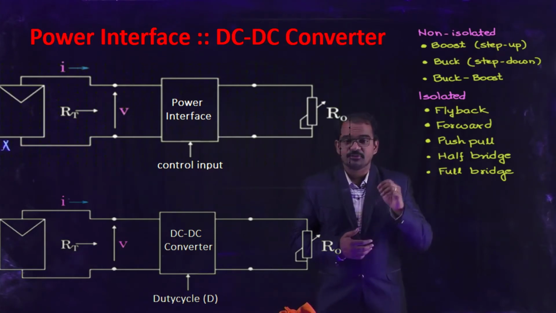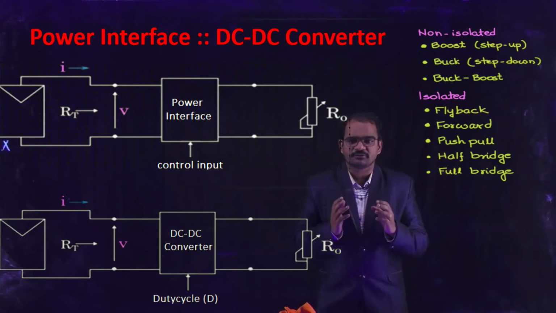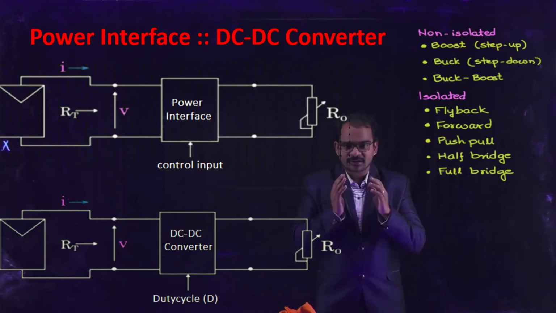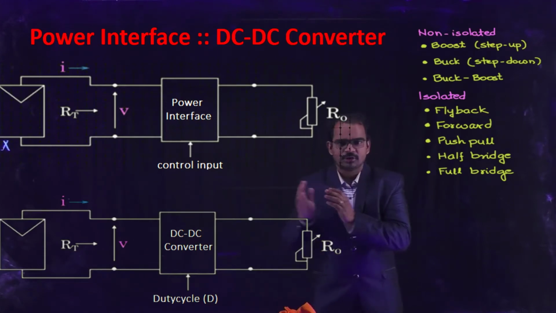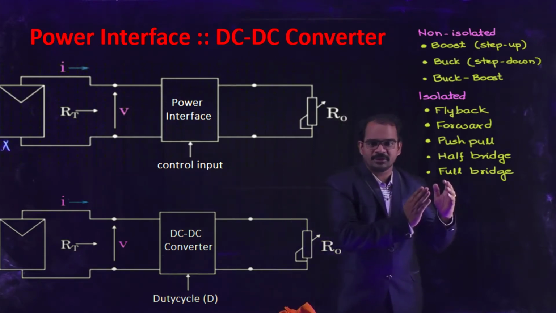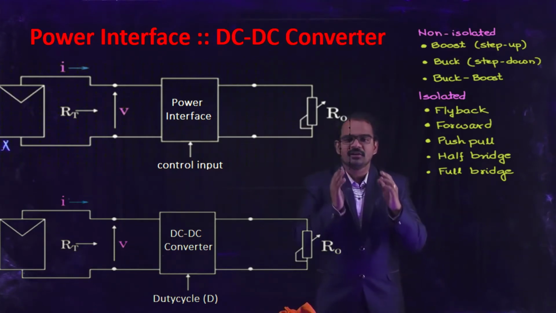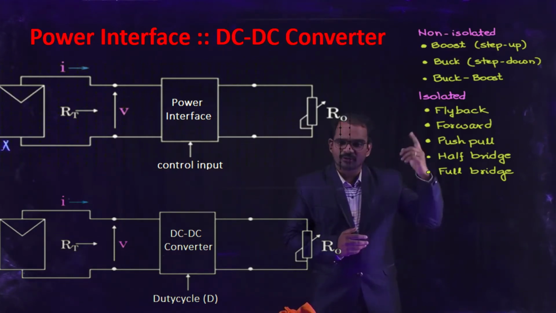The first one is the boost converter. What is a boost converter? It is a converter which steps up the voltage level. For example, when the input of a boost converter is 5 volts, the output will be more than 5 volts. It may be around 12 volts, 10 volts or 15 volts or 30 volts, depending upon your converter. That's why it is called a step up converter.